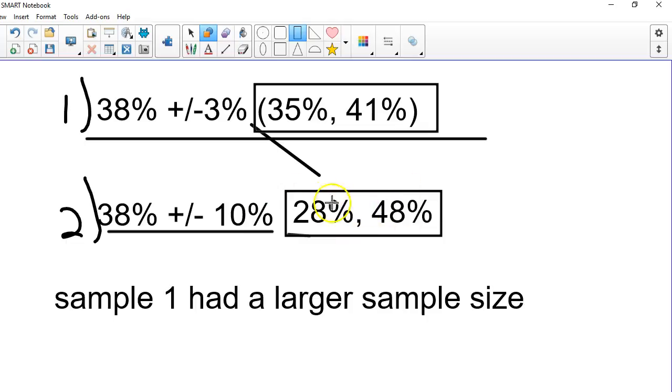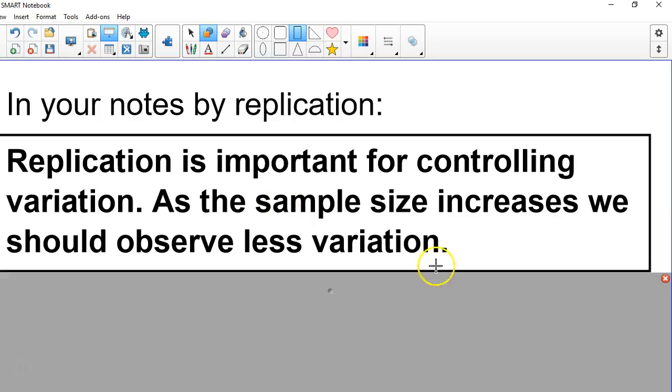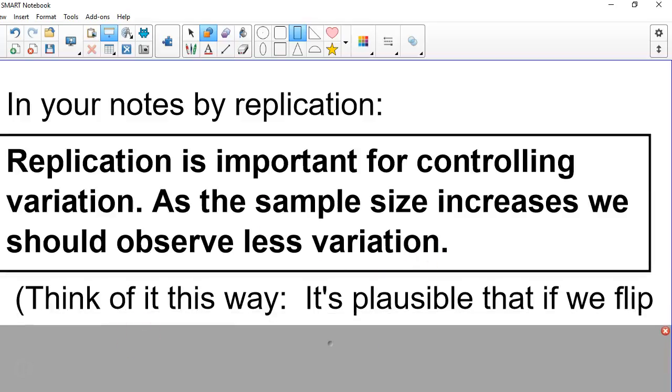There's much more variation in sample 2 because we didn't sample as many people. Sample 1, we sampled more people, and as a result, we have less variation, and that's the purpose of replication, increasing your sample size.